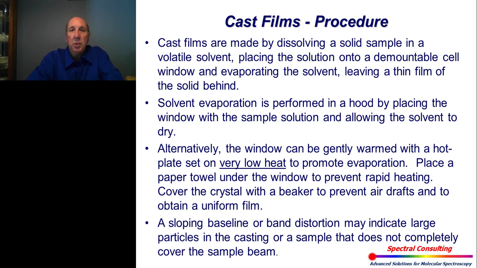So cast films is when we dissolve something like a polymer in a solvent, place the solution onto a cell window, and evaporate the solvent. Lots of different ways we can evaporate the solvent. One is by putting it in a hood, allowing the solvent to dry, or you can gently warm with a hot plate to promote evaporation, but on very low heat. Put a paper towel under the window to prevent rapid heating, and a sloping baseline or band distortion can indicate large particles in the casting or a sample that does not completely cover the sample beam.